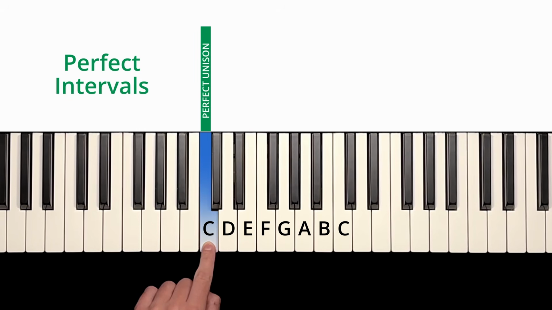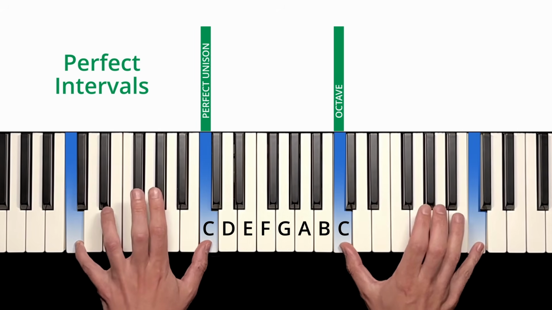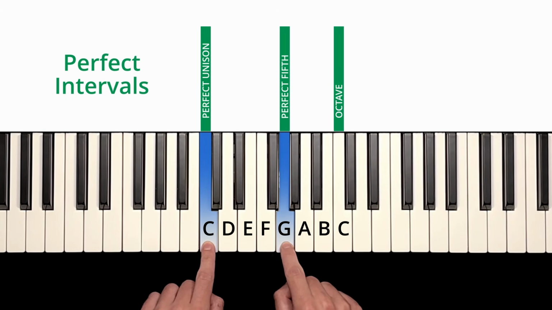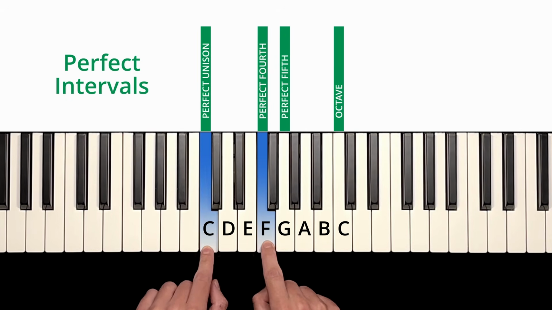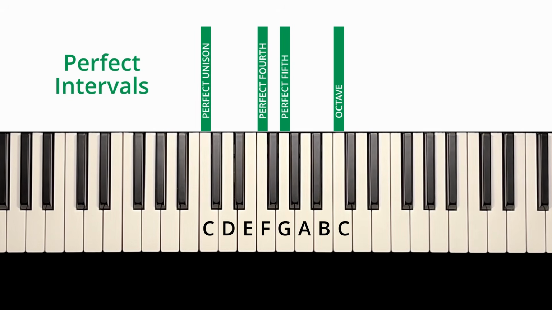The second most consonant interval is the octave, which we also perceive as the same note, just at a different pitch. After that, we have the perfect fifth and the perfect fourth. The fourth and the fifth play a very important role in music theory, as we will see in later chapters.